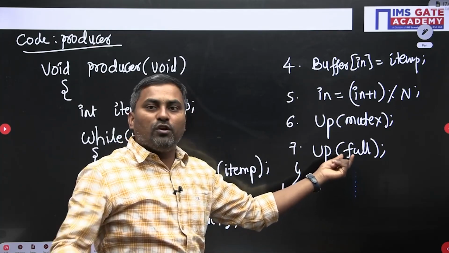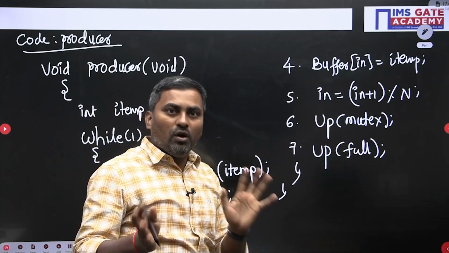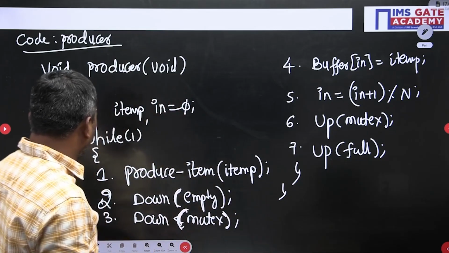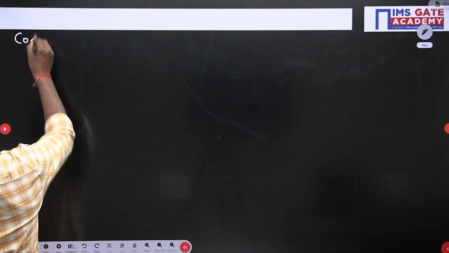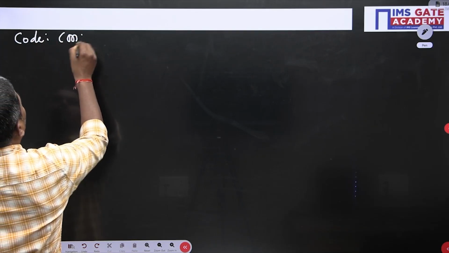And up means full should increase. Initially full value is 0, it should become 1. This is the code for the producer. Let me also see the code for the consumer.